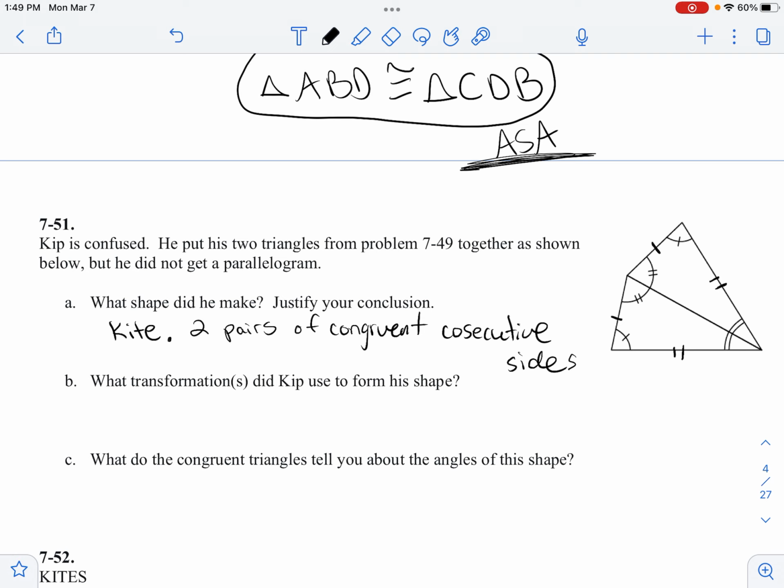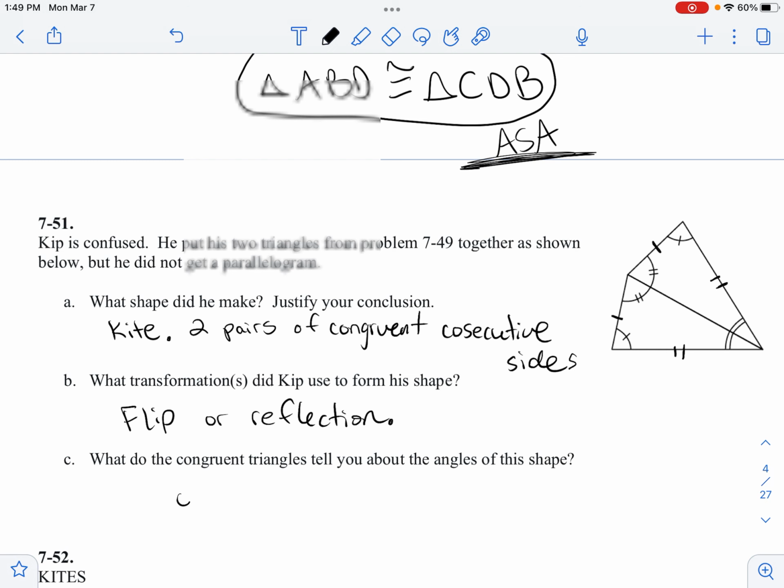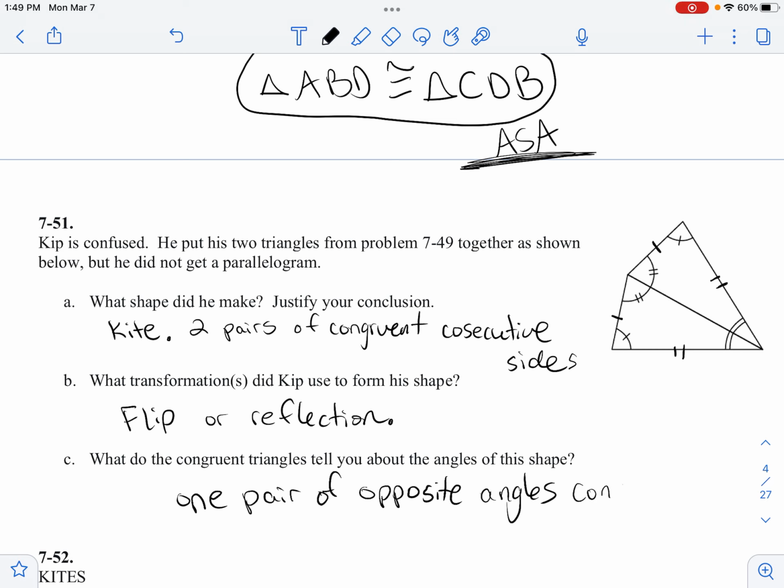And then part B, what transformation did Kip use to form a shape? Some of you might have said a flip. Others may have used the more technical term reflection, but a reflection is a flip of that figure over that line of symmetry. What do the congruent triangles tell you about the angles of the shape? So one thing that I would like to point out is that you've got one pair of opposite angles congruent, which would be like this angle and then this angle.